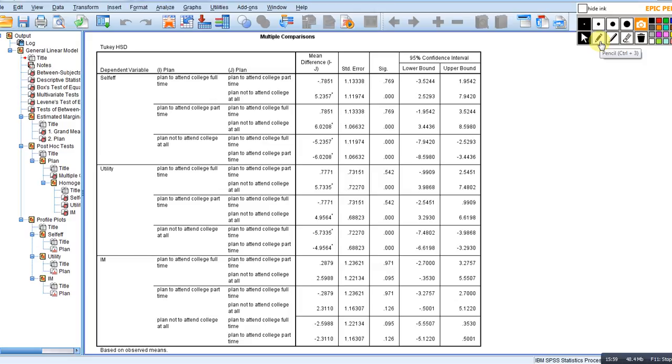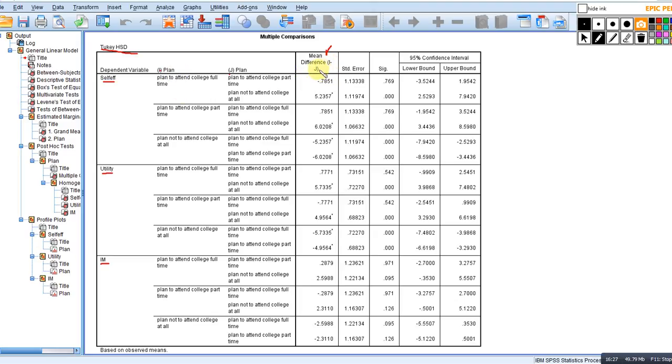Using Tukey's test right here, you can see that there are comparisons across the groups for each of the dependent variables. So there's academic self-efficacy, perceived utility, and intrinsic motivation. You've got the I column here and the J column here. In this column, you've got the mean difference, which is the mean for group I, which is in this column, minus the mean for group J, which is in this column.